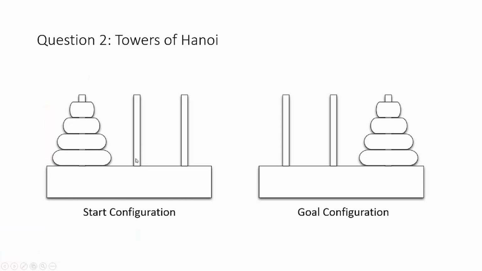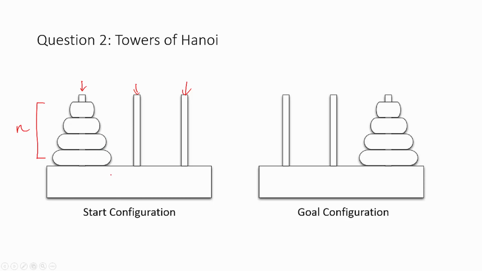Okay, let's go on to question 2. In this question, we're asked to define a state space for the classic Towers of Hanoi problem. Just to quickly go over this problem, there's 3 different pegs shown here, and n different disks, so that's here. Each of these disks are of a different size.